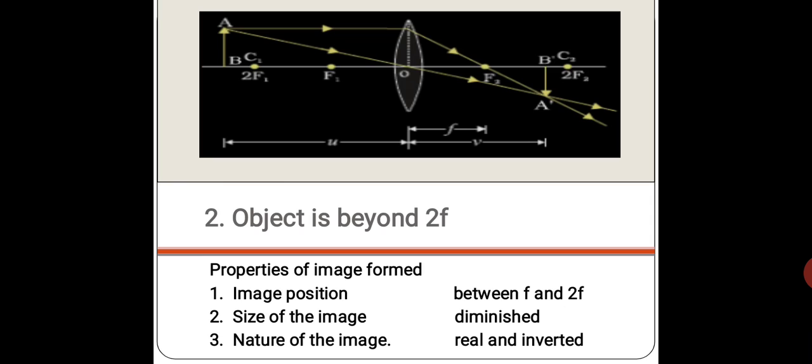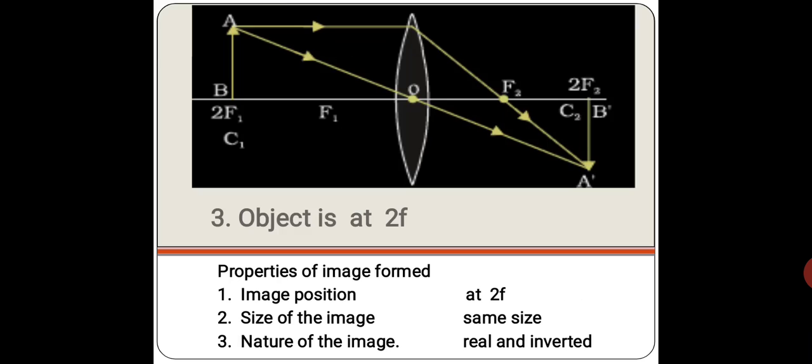Here in this diagram, v is the image distance. That is the distance between the optical center and the image. And f is the focal length, the distance between optical center and the principal focus.